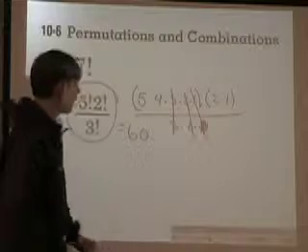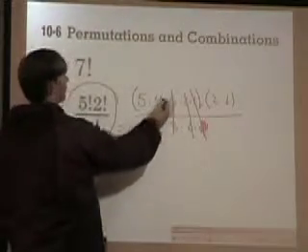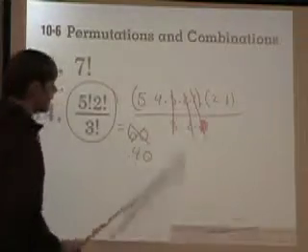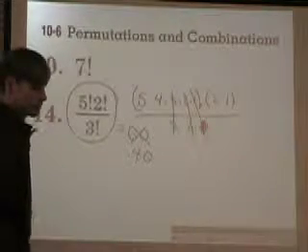5 times 4 is 20, times 2 is 40, you're right, it's 40. So all I did was cancel these 3's, these 2's, and these 1's.